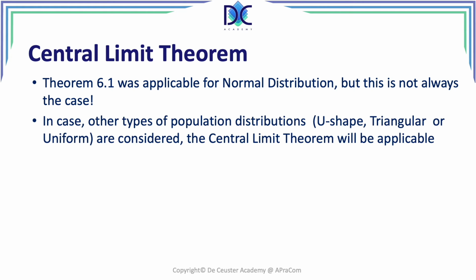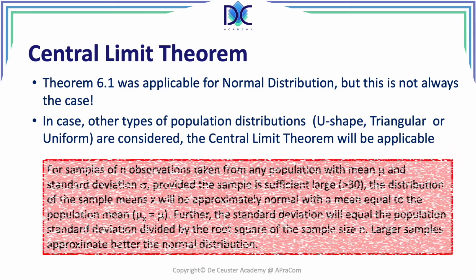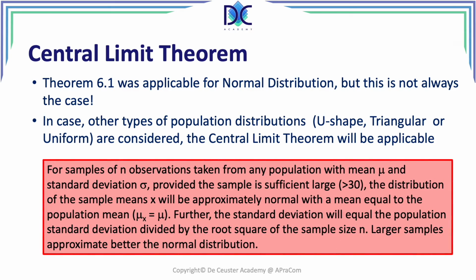Now, when we have other types of population distributions, like U-shaped, triangular, uniform, beta distribution, and all the other possibilities, we can see how we can apply the central limit theorem. And there are some rules that we can follow. It's very interesting because whenever we have those sampling distributions, they transform after a sufficient number of samples into a normal distribution.